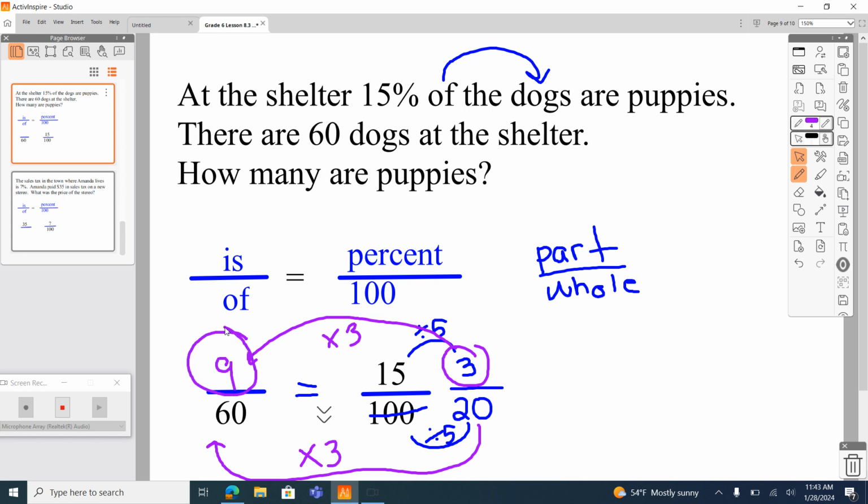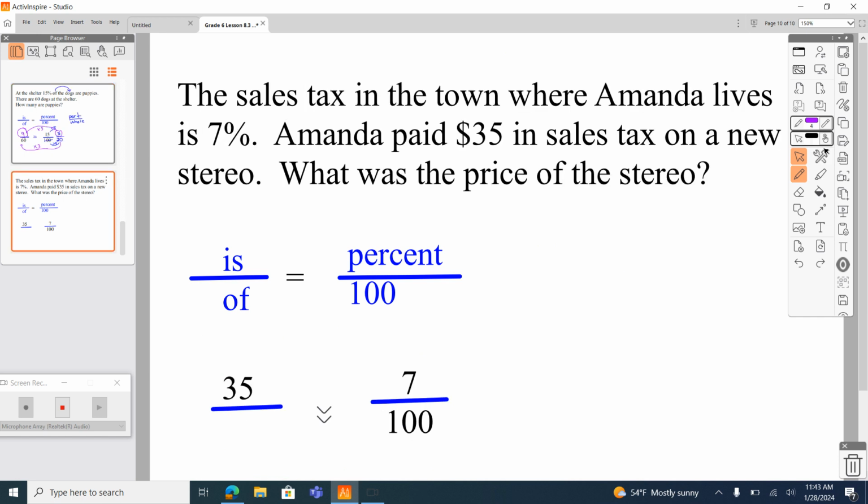Let's try one more. Sales tax in the town where Amanda lives is 7%. So I wrote 7 over 100. Amanda paid $35 in sales tax on a new stereo. So what was the price of the stereo? So again, this is a little bit harder because you have a part and you have a whole.